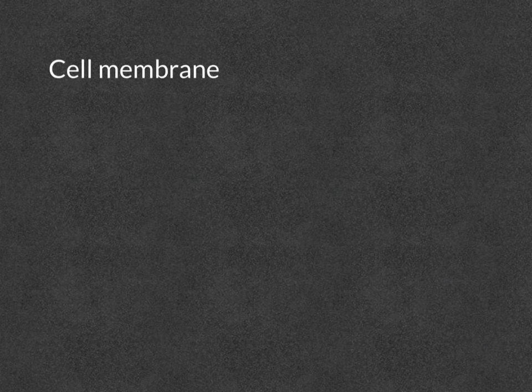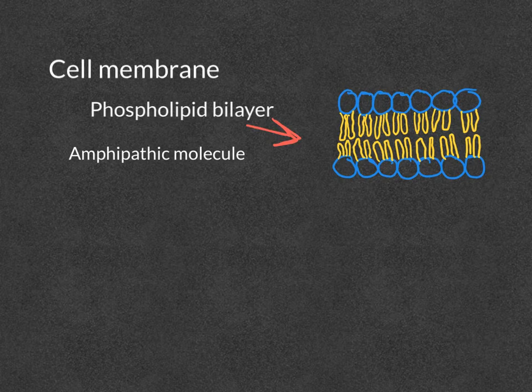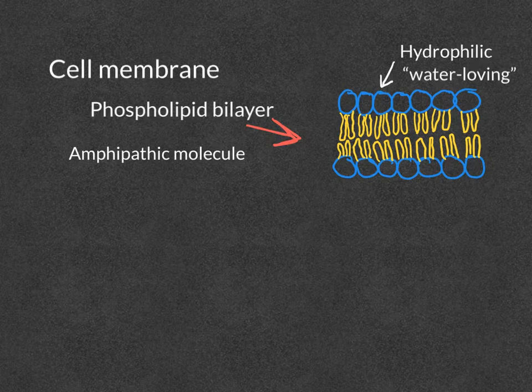So let's start talking about the cell membrane. From the last chapter, Chapter 6, you should remember that the cell membrane is made up of a phospholipid bilayer. A phospholipid is an amphipathic molecule. This means that it has both hydrophilic and hydrophobic regions. To review that concept, I mentioned in Chapter 6 that the head of the phospholipid is hydrophilic, meaning it is water-loving, and that the tails are hydrophobic or water-fearing.